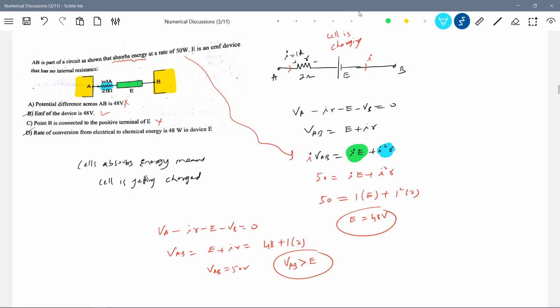Let's take this one. So what should we conclude from this? This should be the heat lost. And what about this? Electrical energy converted into chemical energy.